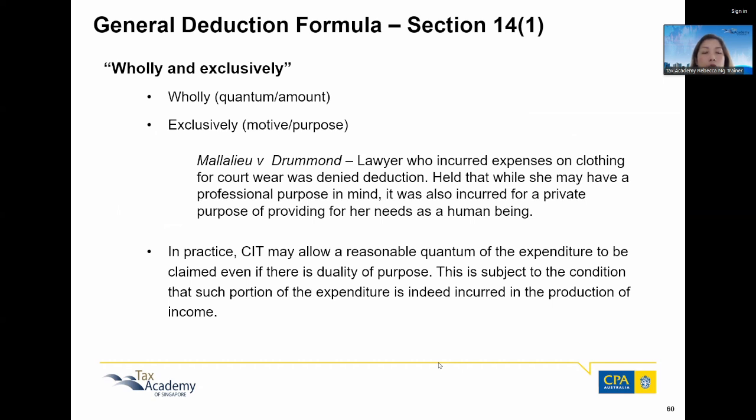By disallowing the amount, you actually increase your chargeable income. Another criterion we have to look at is whether the expenditure is wholly and exclusively incurred. Wholly and exclusively means that it must be for one purpose, not for a dual purpose. In practice, the Controller of Income Tax actually allows a reasonable portion of the expenditure incurred in the production of the income. But in the Act we say that the expenditure must be wholly and exclusively incurred. If you're interested, you can also read up more on the case law provided in the slides.